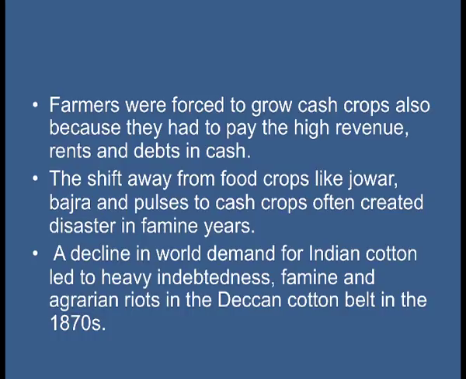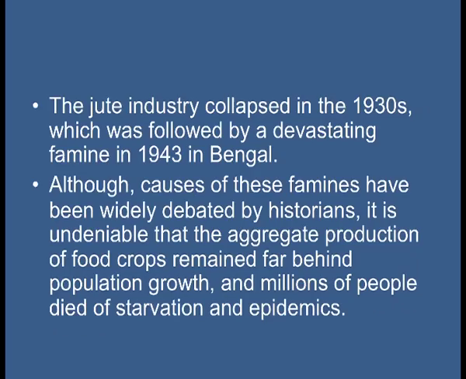Famine and agrarian riots occurred in the Deccan cotton belt in the 1870s. The jute industry collapsed in the 1930s, which was followed by a devastating famine in 1943 in Bengal. Although these famines have been widely debated by historians, it is undeniable that the aggregate production of food crops remained far behind population growth, and millions of people died of starvation and epidemics.